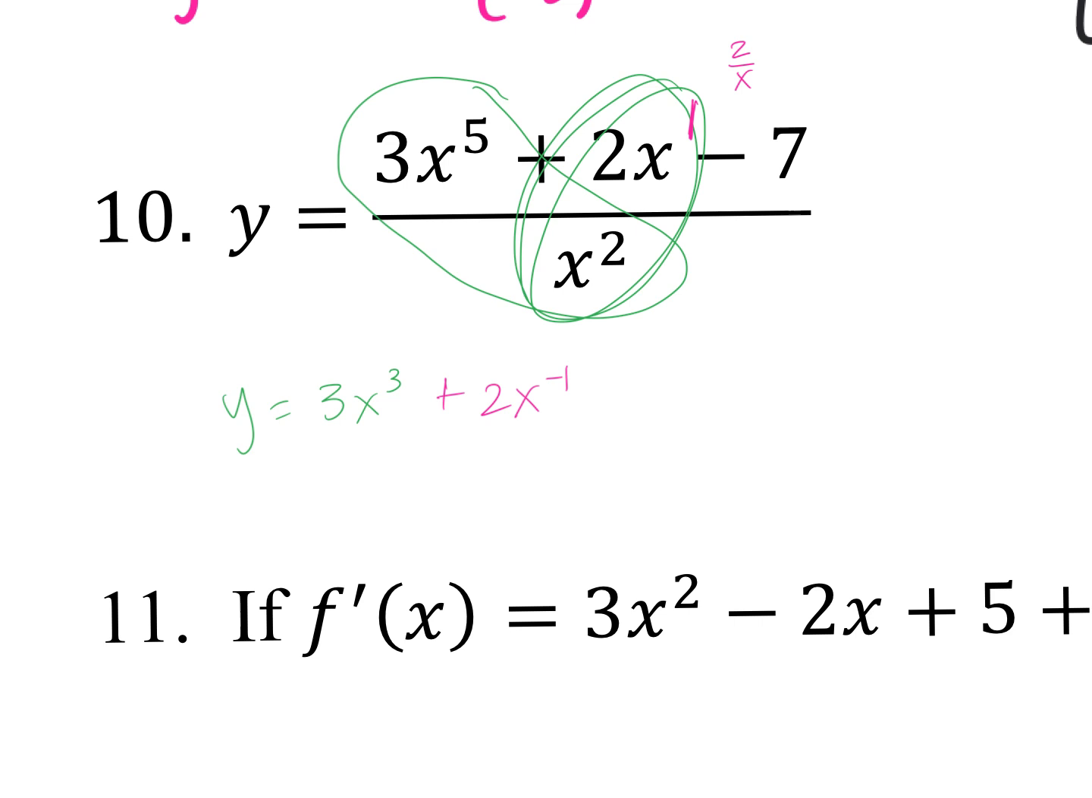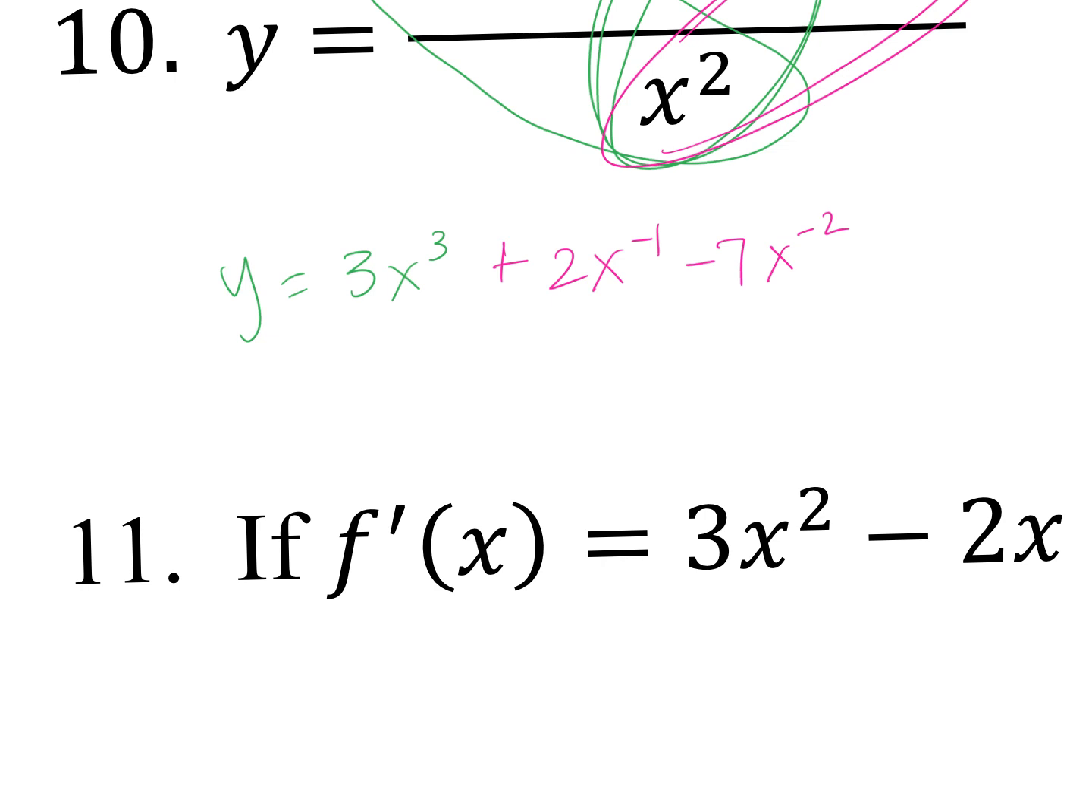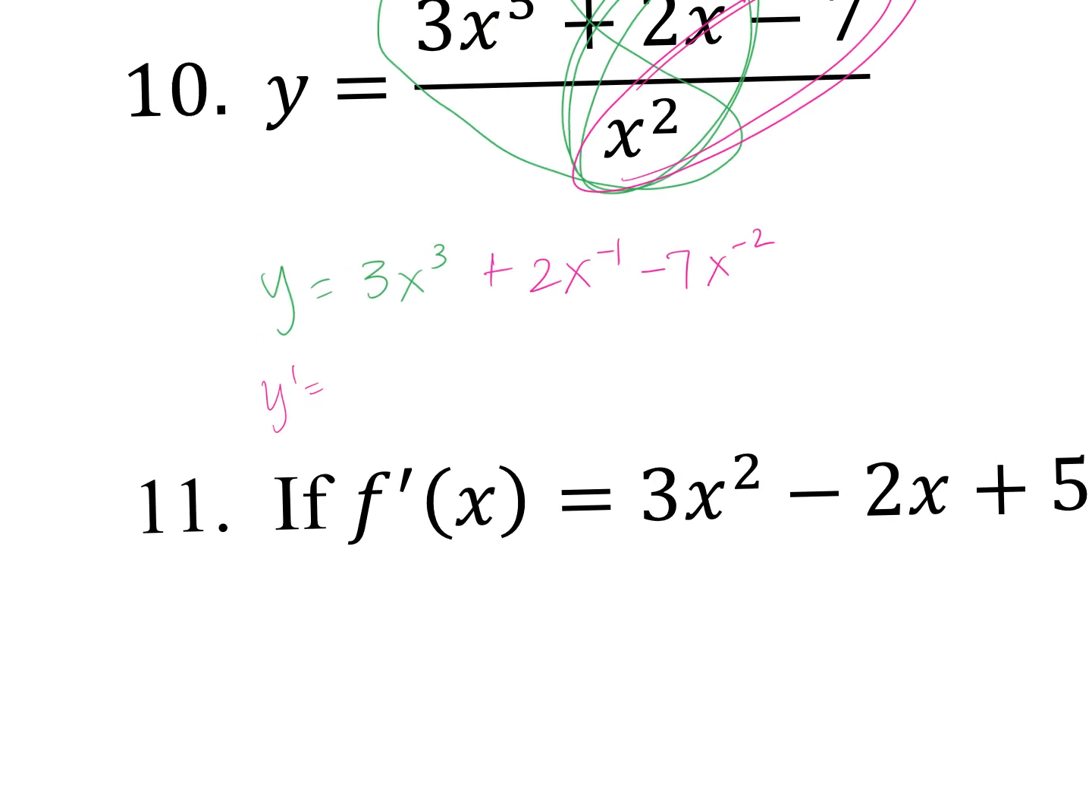How about this one then, you guys? If I'm dividing them by x squared, everything has to get divided by x squared. Minus 7 over x squared would be the same as minus 7x to the, yes. Now it's written in power rule notation. To Beck's point, he's like, what did you want me to do with this? Yeah, let's go find a y prime.